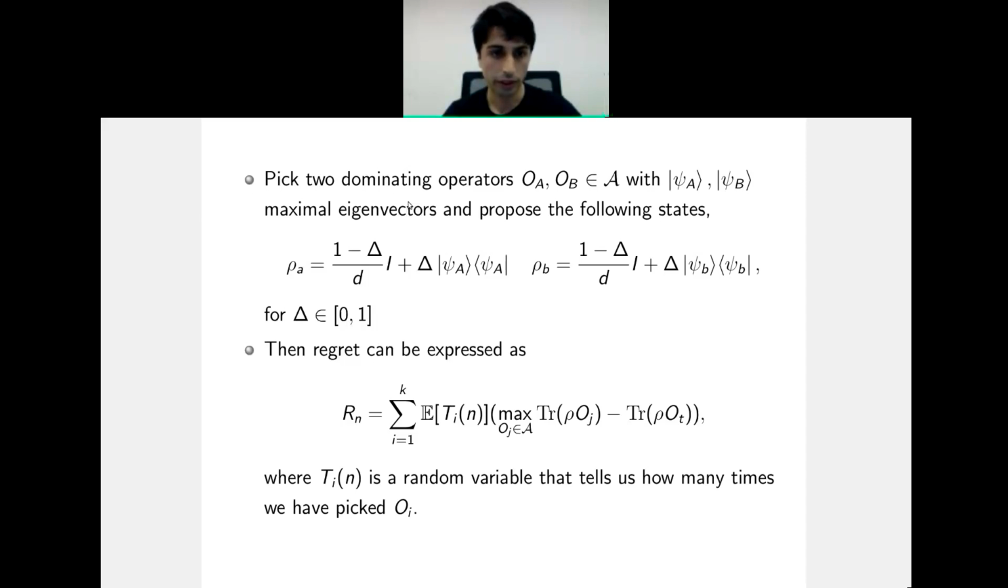And then the regret that I showed you at the start can be reformulated as follows. Now, instead of being a sum over all rounds, it's a sum over all possible indices of the action set. So if we have k observables, it's a sum from 1 to k of the expectation of the number of times that we have played each observable up to round n. This first term tells us the expectation of the number of times that we have played observable i up to round n. And then this is the relative loss between the observable i and the best observable.